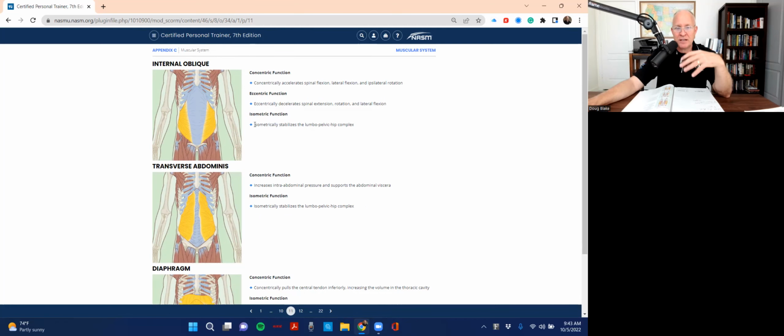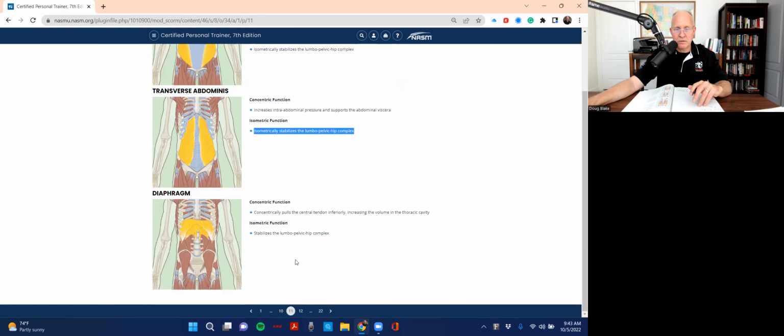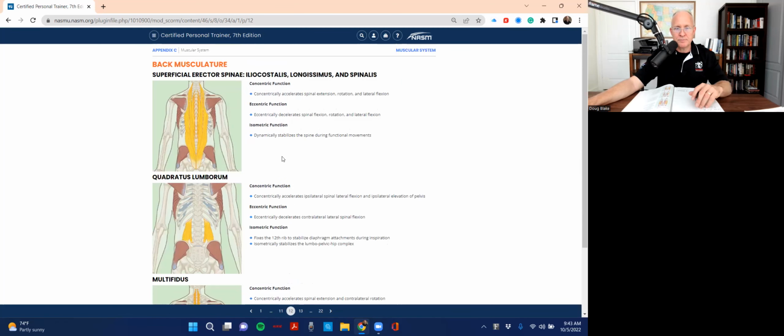And here's what you're going to notice. This is what I wanted to get to for you: for the most part, what do you see here? Stabilizes the lumbo-pelvic hip complex, the LPHC. That's interesting, because so does this one. And interesting, so does this one. Now, it's not isometric, but it stabilizes the lumbo-pelvic hip complex.